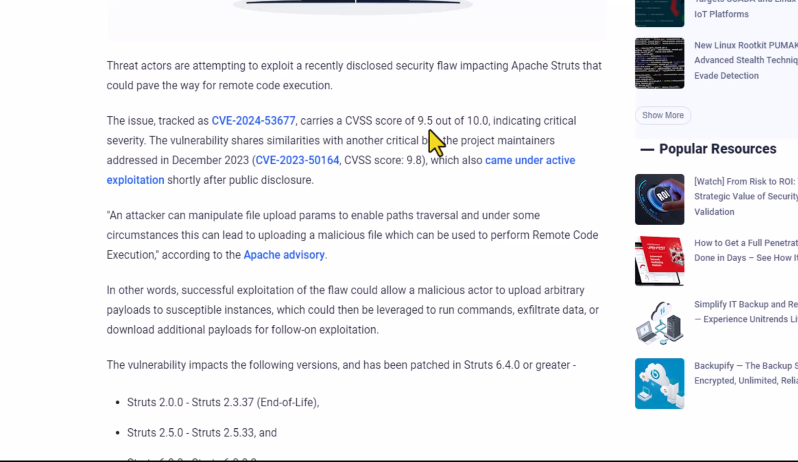I'm Apache Corp, right? And if I'm Apache and I'm seeing that there is a CVE out on something that I wrote and it's got a 9.5 out of 10 score, I would have my dev guys working on that right away. So I'm reasonably assured that the patch has already been implemented. But they go on to tell you this vulnerability shares similarities with another critical bug found in December of 2023 with a CVSS score of 9.8.